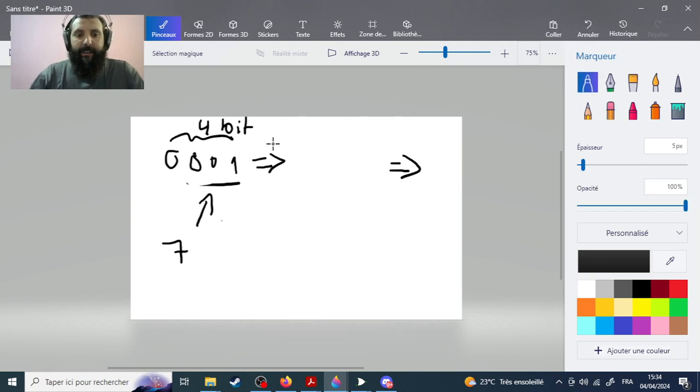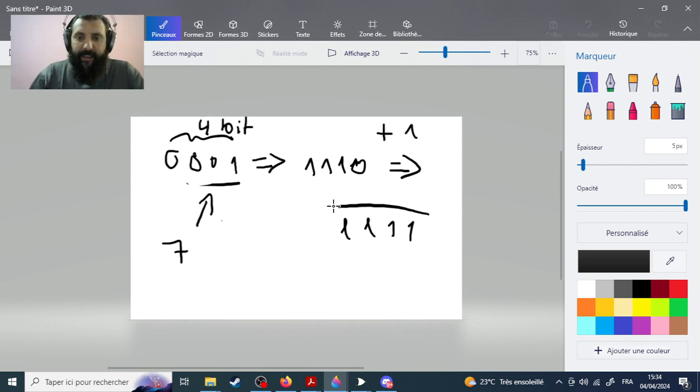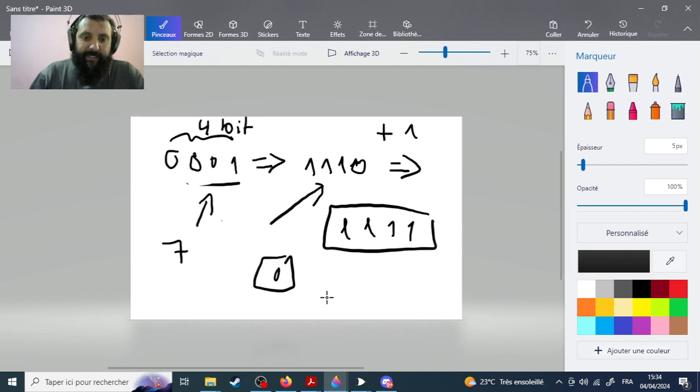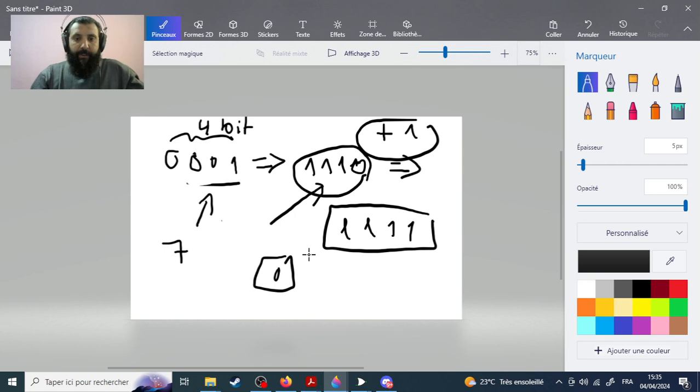You have 1. If I reverse, we get this. And if I add 1, I will get this. Anyway, the idea is that the carry is 0. I didn't get an overflow. Adding this with this, there is no overflow. That means any positive number converted to its negative, we don't have a carry. This is the first test.